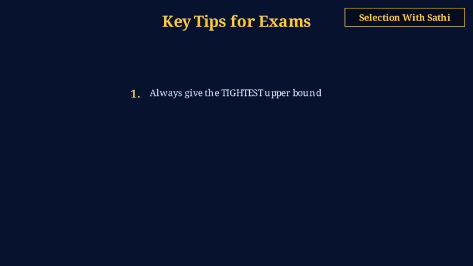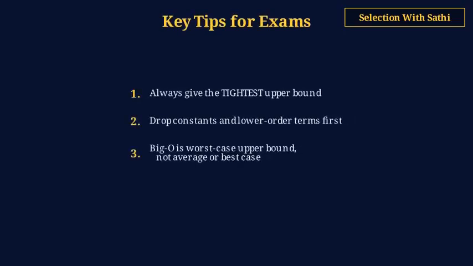Let me share 4 important tips to remember. Tip 1. Always give the tightest upper bound. O of n is better than O of n squared when both are technically valid. Tip 2. Proving big O means finding any valid c and n0. There is no unique pair. Multiple combinations can work.